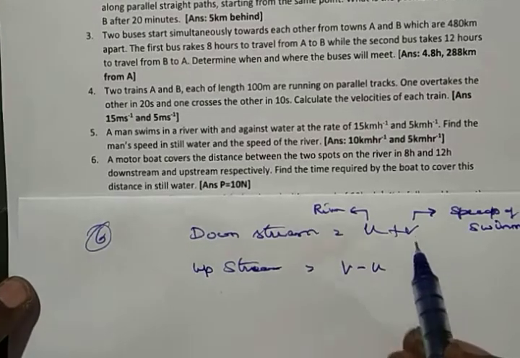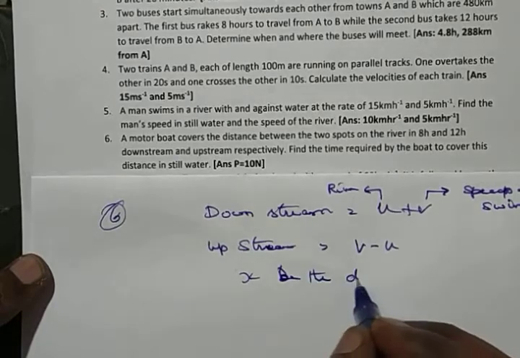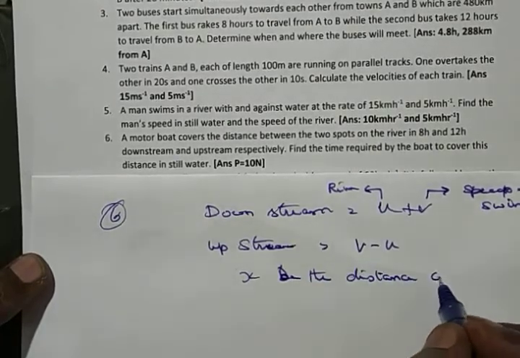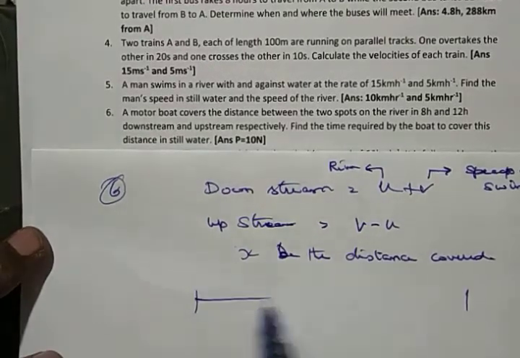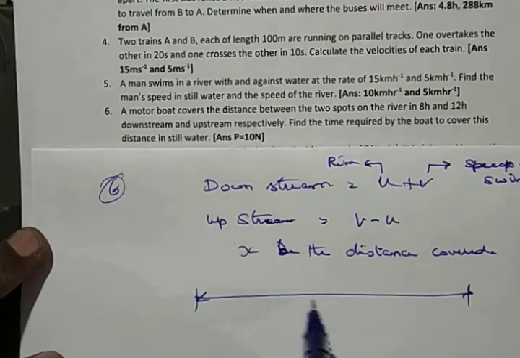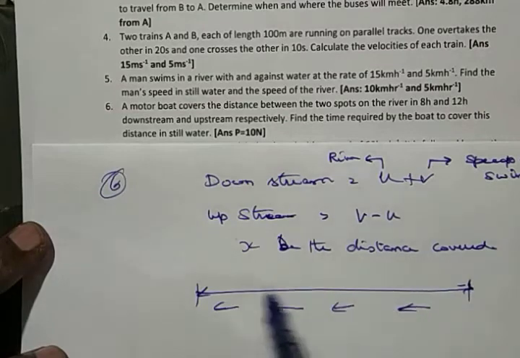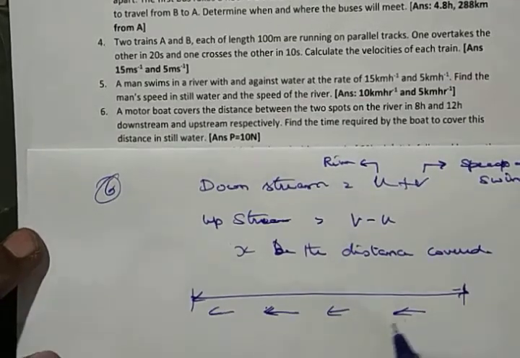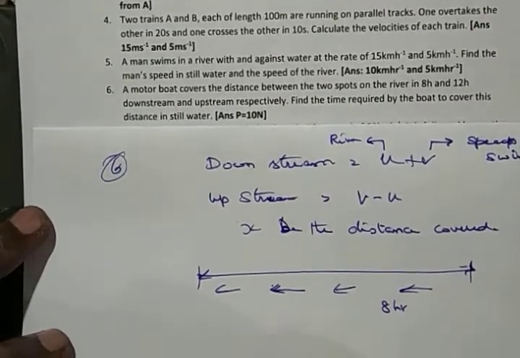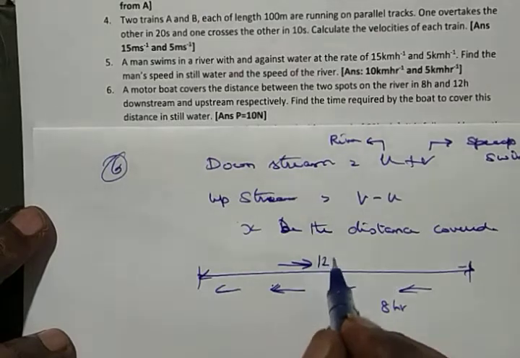Now, how much time is he taking? Now let us consider x, the distance covered. So both times it is going to be the same distance covered. So let us consider this is the flow of the river, like this. Now when he comes along the flow, in this direction, how much time does he take? Only 8 hours. So he takes 8 hours with the flow of the river. When the swimmer goes against the flow, he will take 12 hours.